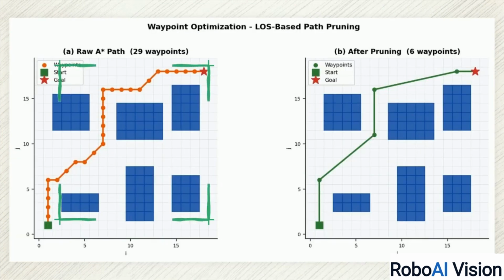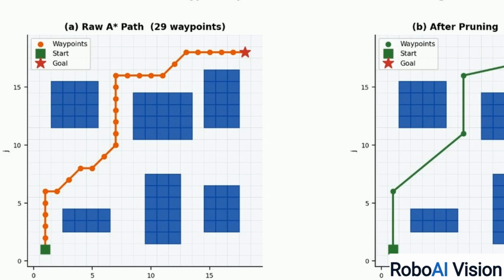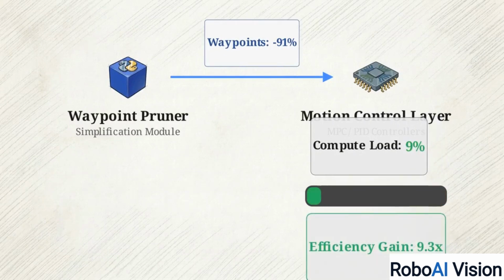The raw path on the left contains 29 waypoints, while the pruned version on the right uses only 6. This filter reduces total waypoint count by up to 91%, preventing the erratic motor behavior caused by tiny, unnecessary path adjustments. This brutal simplification up front directly reduces the total computational load on the motion control layer.